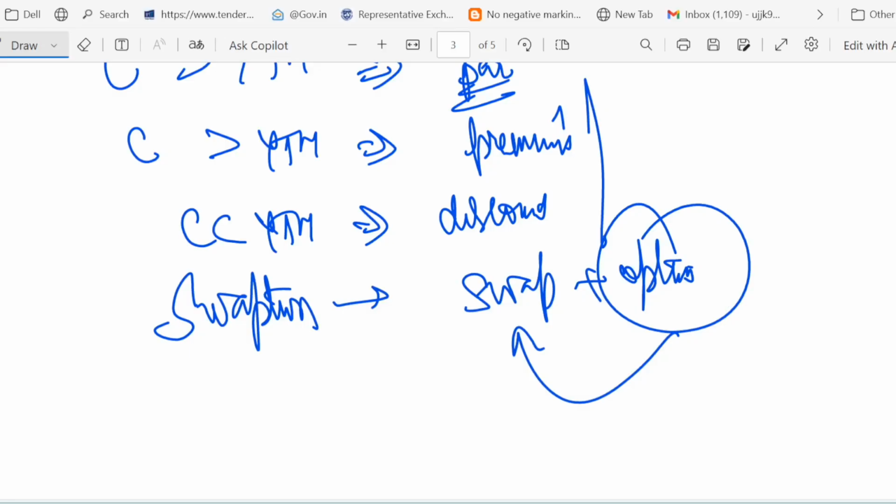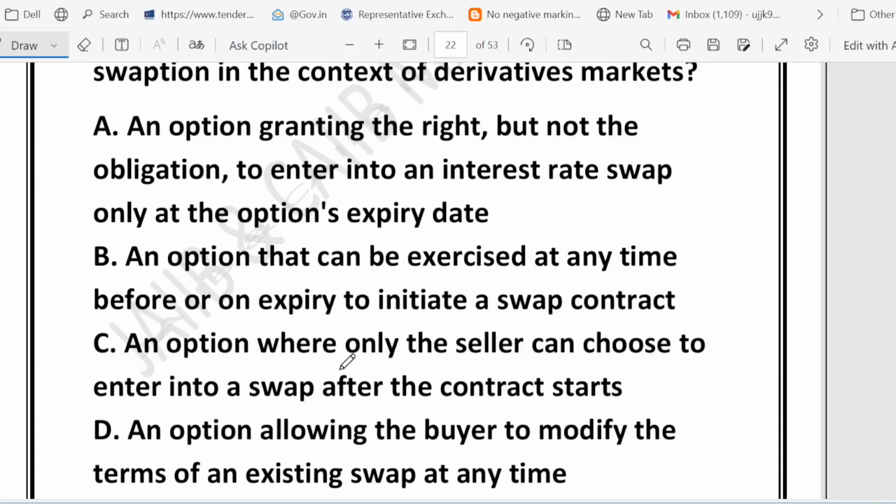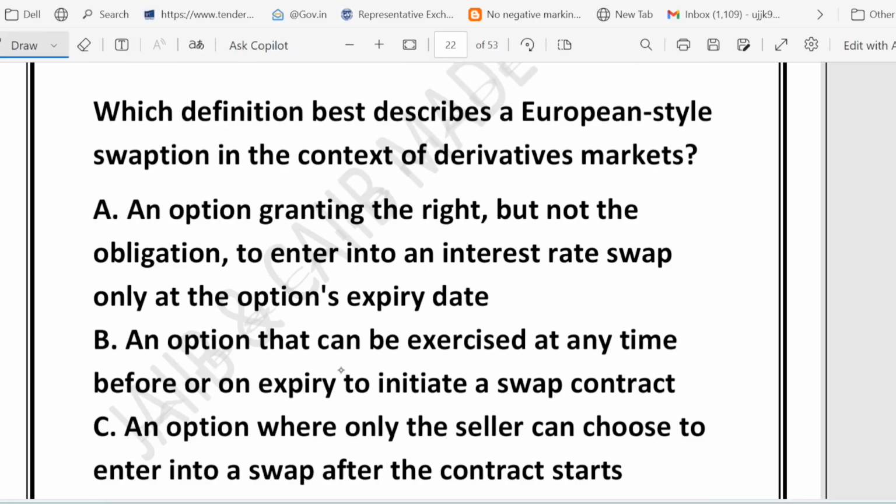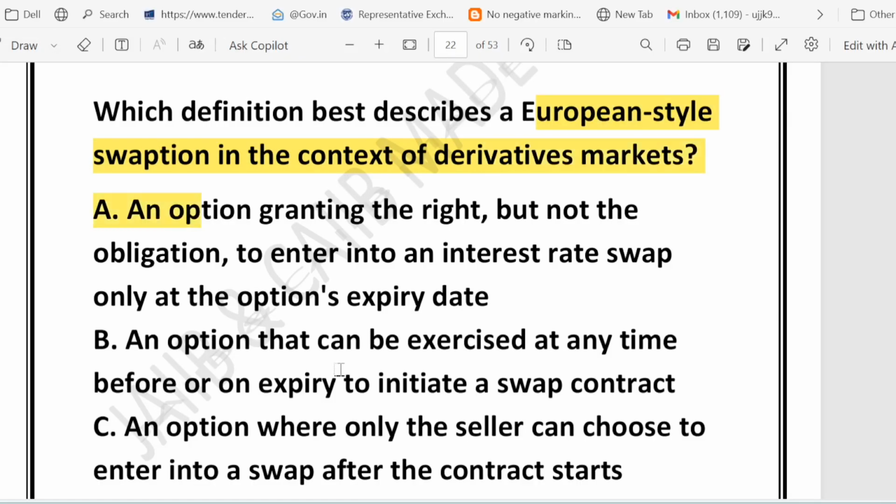That's called swaption. Now the question is specifically talking about European. See, swaption means swap plus option. It's just an option to enter into interest rate swap in the future. But the question is talking about what? The question is asking you about European style swaption, which means it can be used.